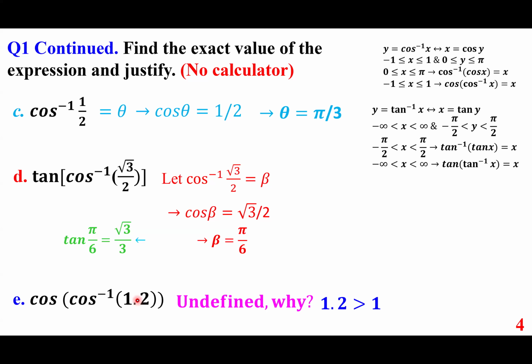Remember, this refers to the range of cosine. The domain of cosine inverse refers to the range of cosine, and cosine is between -1 and 1. So a number that is smaller than -1 or a number that is larger than +1 doesn't work.